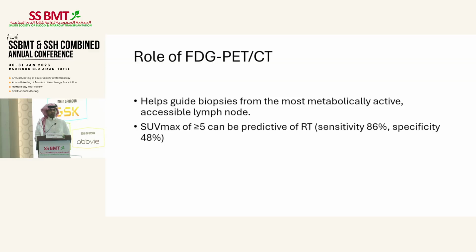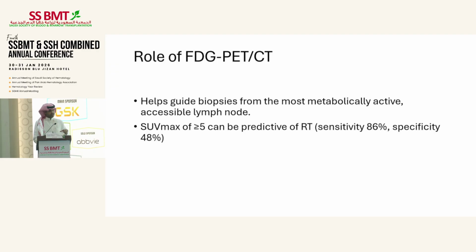PET-CT is very useful in Richter. It can help guide the diagnosis, but it shouldn't be relied on to diagnose the disease. You still have to get a tissue biopsy, but at least you should get it from where the disease is highly active. For example, in a large meta-analysis, they have shown that if the SUV max is at least 5 or more, it has around 85% sensitivity for Richter transformation.